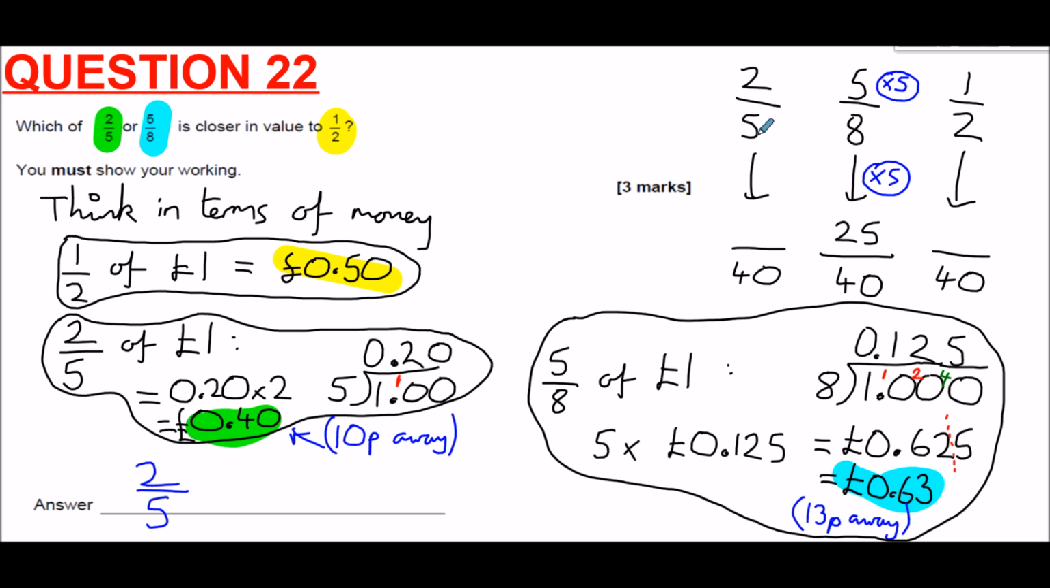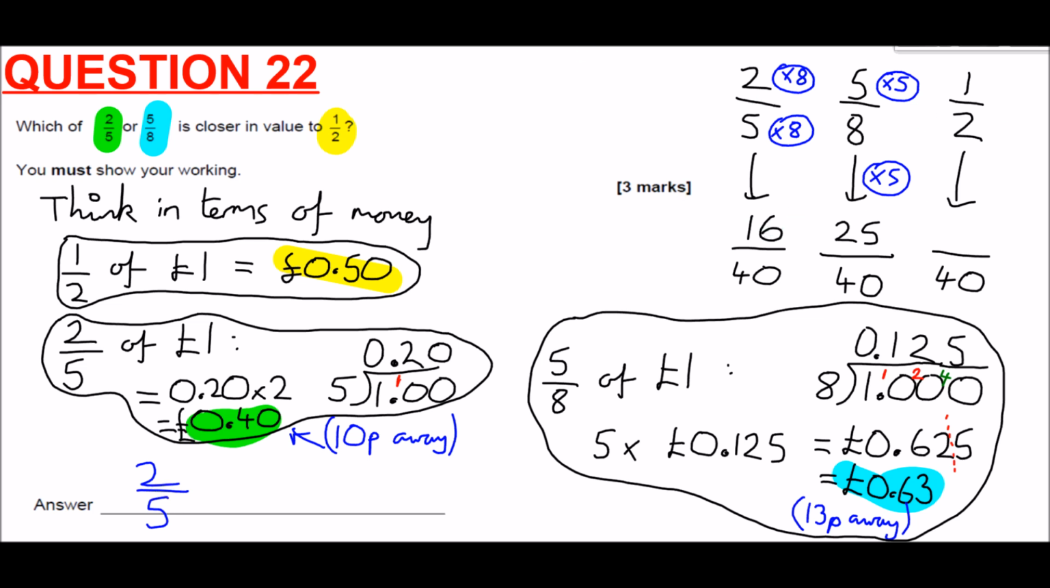Now how do we go from 5 to 40? What would we need to multiply 5 by to get to 40? Well, 5 times 8 would get us to 40. But again, if we multiply the bottom number by 8, we need to do the same to the top number. So 2 multiplied by 8 would give us 16.